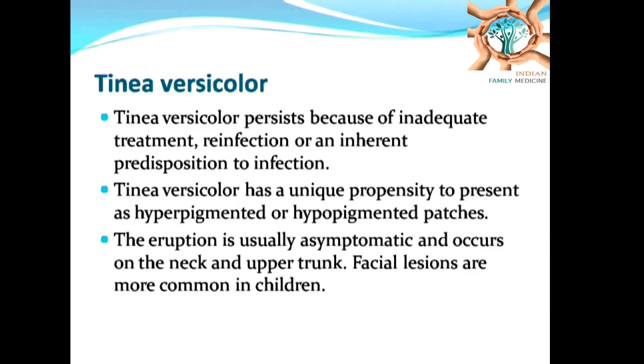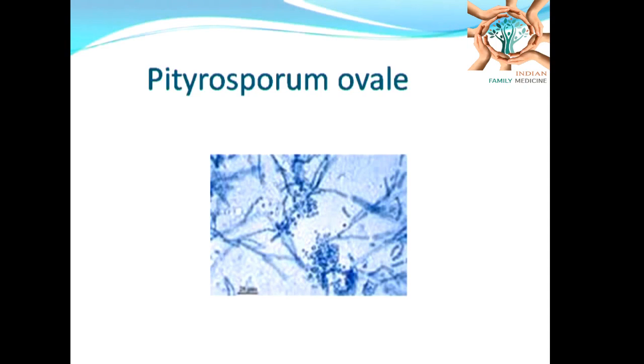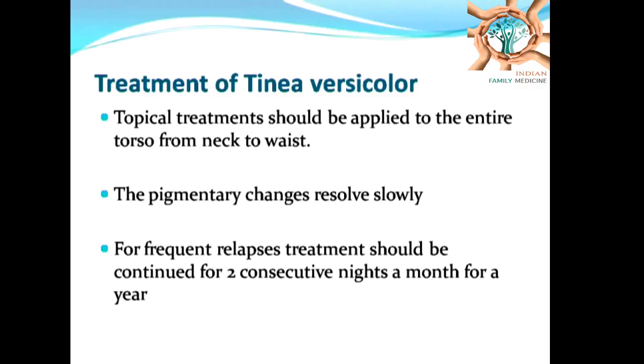Now this is the classical appearance of tinea versicolor as hypopigmented, mildly scaly patches. And this is the classical meatball and spaghetti appearance of Pityrosporum ovale or Malassezia. For the treatment of tinea versicolor, one advises topical treatment which should be applied to the entire torso from the neck to the waist. Now you need to tell the patients that the pigmentary changes will resolve very slowly. For frequent relapses, the treatment should be continued for 2 consecutive nights a month for a year. These are the general principles when you manage tinea versicolor.